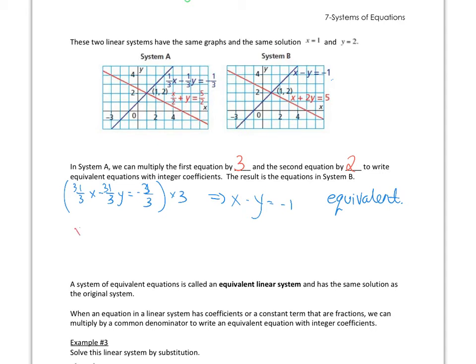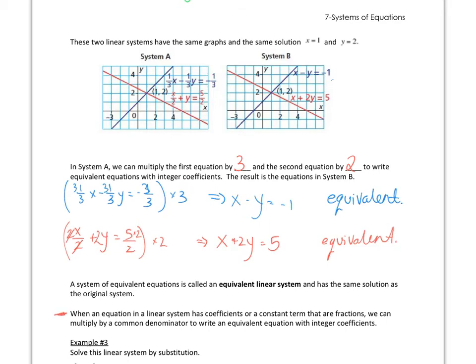Same thing in our second equation, x over 2 plus y equals 5 over 2. We multiply this whole equation by 2. So 2x over 2, the 2's cancel. So we get x. And then we multiply, we get plus 2y. And 5 times 2 is 10, divided by 2 is 5 still. Again, these are equivalent. So a system of equivalent equations is called an equivalent linear system and has the same solution as the original system.